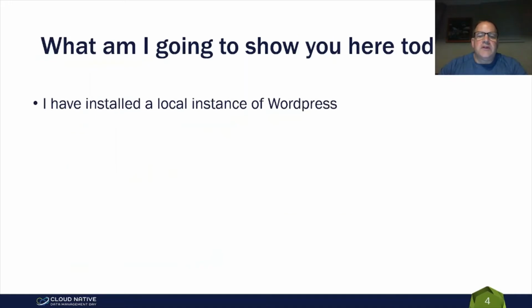So what am I going to show you here today? Well, I've installed a local instance of WordPress in my Kubernetes cluster. And for those that don't know, WordPress is a wonderful little application that will help you build a website, especially if you don't know what you're doing like me. So it's a nice little application. It has a database, MySQL, has a UI. It also has persistent storage. So it is a good mimic, let's say, of a production workload. In fact, you could call it production if you really started to use it intensely.